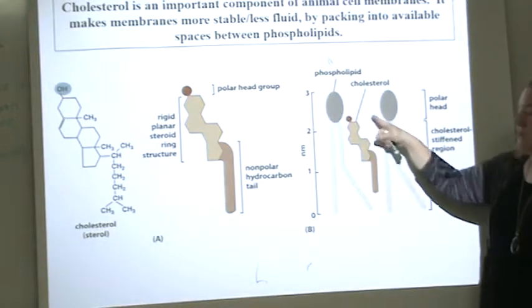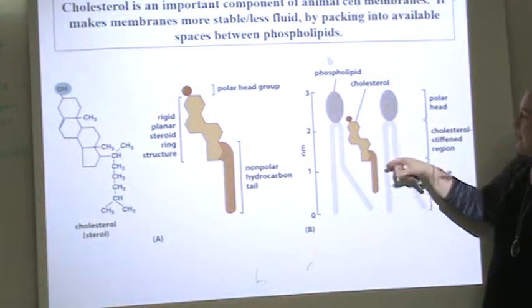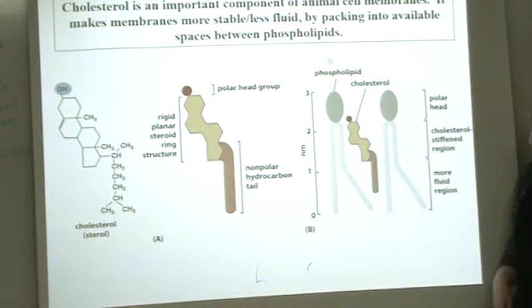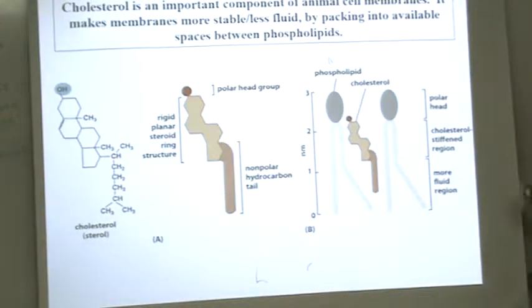Kink space is not the term for this, but if we think of that as the space provided by a kink in the tail, cholesterol fills it and wedges in there. So cholesterol has the opposite effect of unsaturated bonds. Whereas unsaturated bonds increase fluidity, cholesterol decreases fluidity in a membrane.